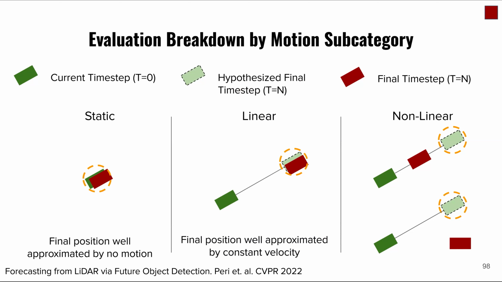So to solve this problem, we can break down evaluation by different motion subcategories, and we define 3. So the static bucket is defined by detections or trajectories where the final position is approximated by no motion. The linear bucket is where the trajectories or the final position is well approximated by constant velocity, and we bucket everything else into nonlinear trajectories. And we can compute a final mAP or forecasting mAP score by simply averaging performance across these 3 buckets.